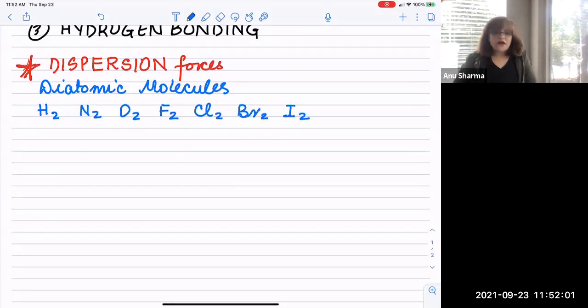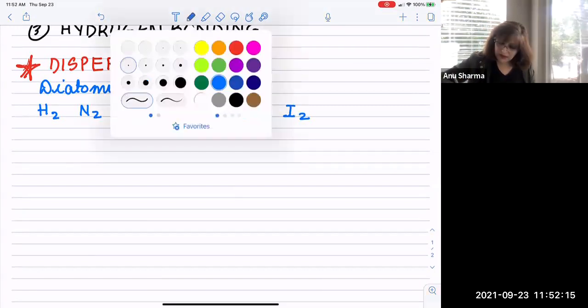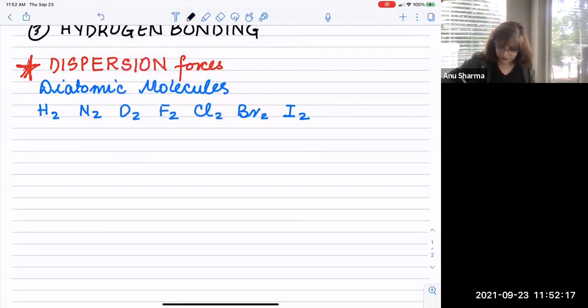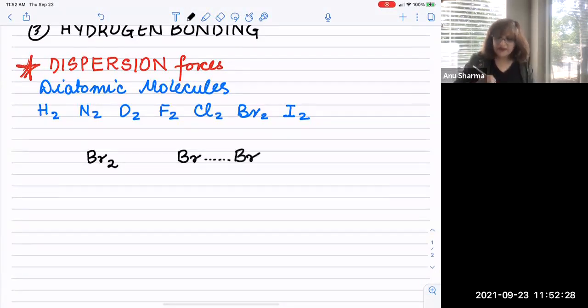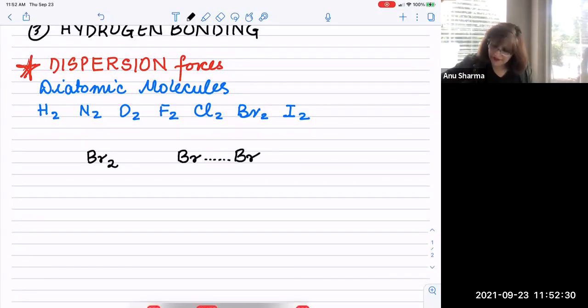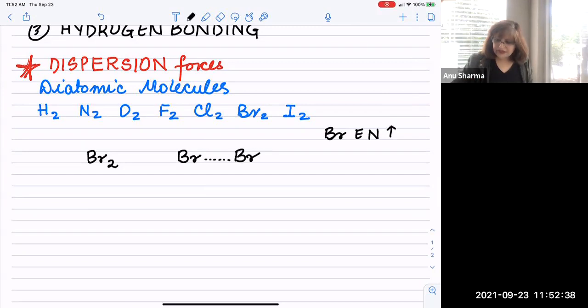All right. So here, what's happening? How do these atoms align and connect with each other? Let us look at bromine, for example. A bromine molecule has two bromine atoms singly bonded. This is a single bond. And that's fine. But remember that bromine's electronegativity is very high.